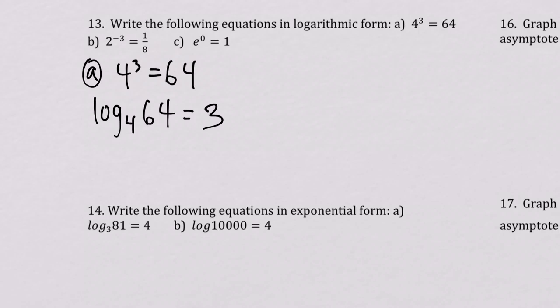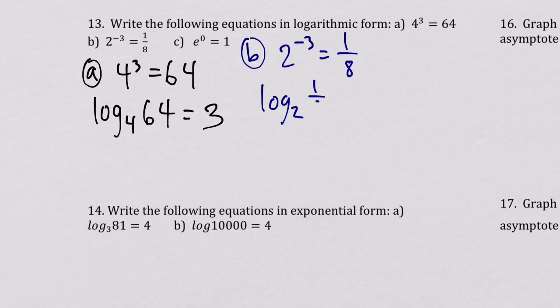Look at B. You have 2 to the negative 3 equals 1 over 8. Same thing. Notice the base first. The base is 2, so your log should have a base of 2. Log base 2 of not negative 3, you go to the other side, which is 1 over 8, equals negative 3.